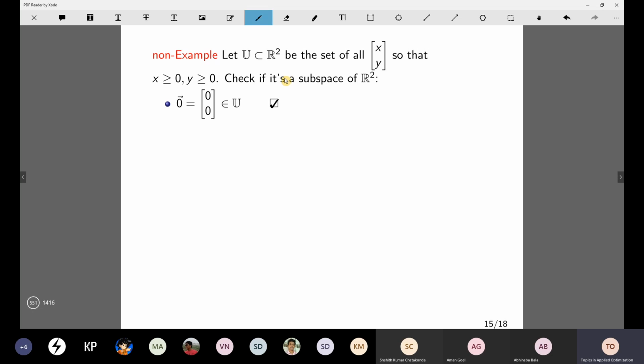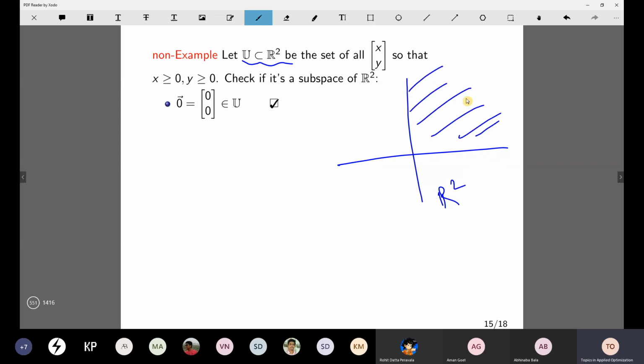Yeah, so there are some examples which are not a subspace. You can consider this. For example, if you take R2, R2 is a vector space. But if you consider only this part, where x is greater than or equal to 0 and y is greater than or equal to 0, then this will not form a vector space.